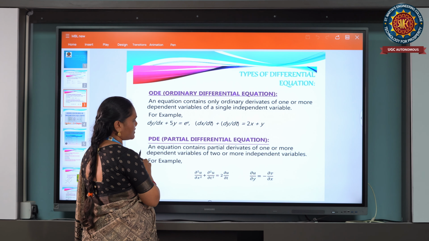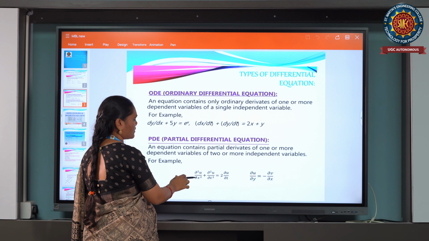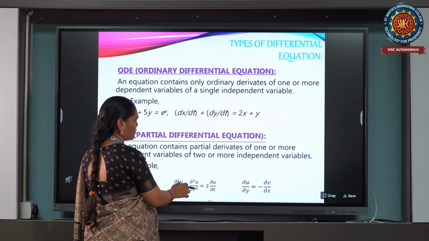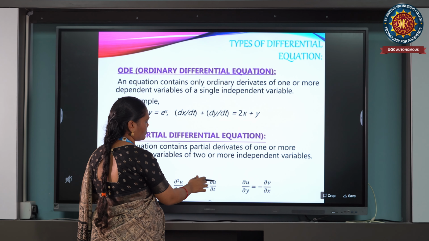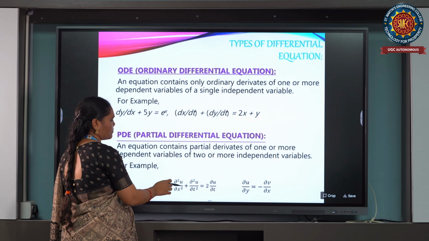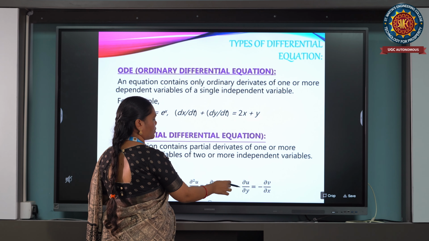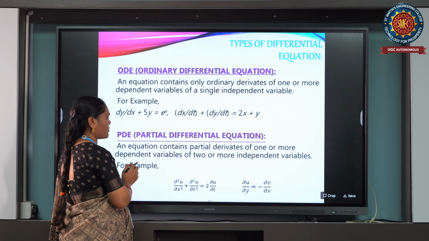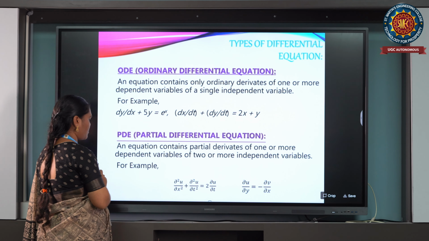Next, partial differential equations. Partial differential equations are always denoted with this symbol, ∂. Here ∂²u/∂x² and ∂²u/∂t² = 2 ∂u/∂t. One more example: ∂u/∂y = -∂v/∂x is another example.